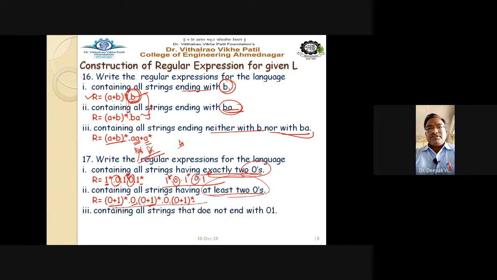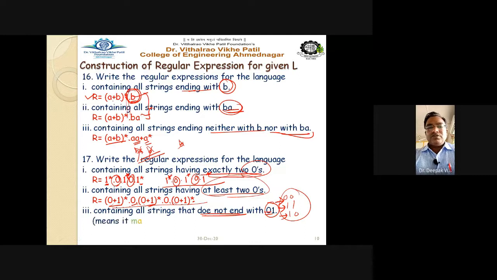Containing all strings that do not end with 01. So does not end with 01. It must end with 00, or it ends with 11, or it ends with 10. So this is the possibility, right? So which are the different possibilities that the string must end with? It does not end with 01, which means either it ends with 00, or it ends with 11, or it ends with 10.